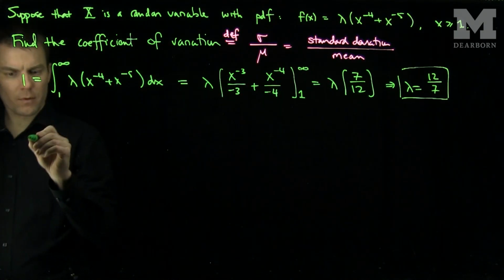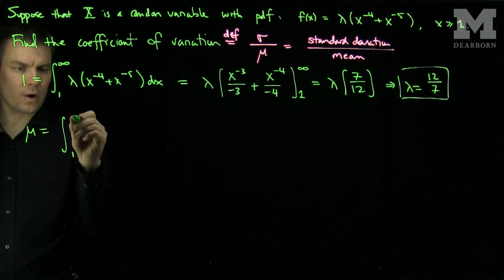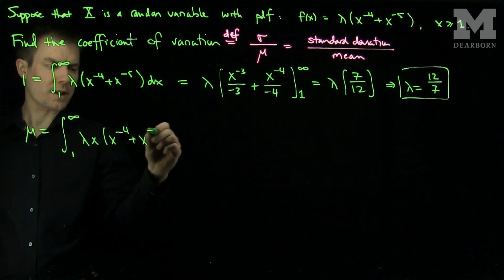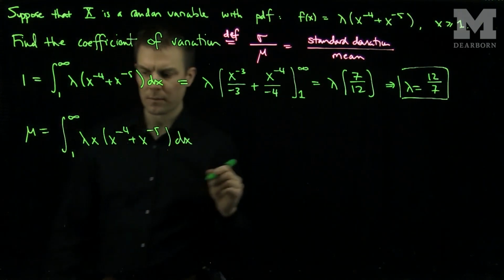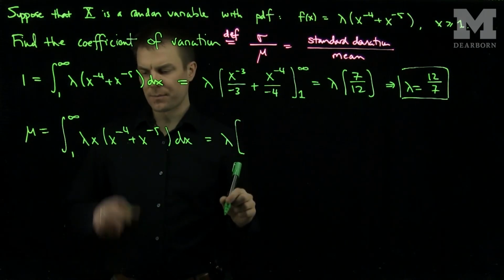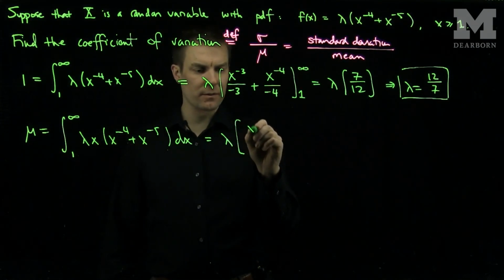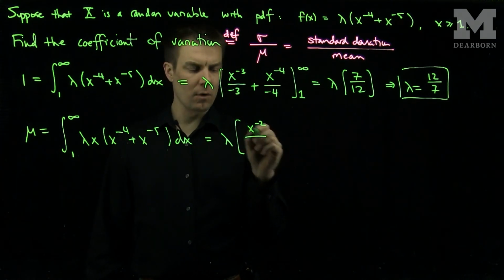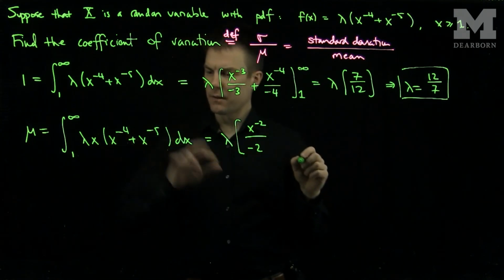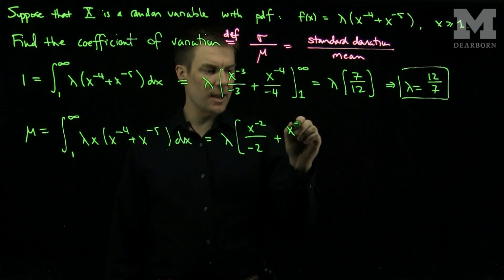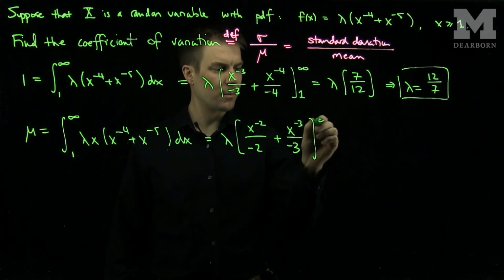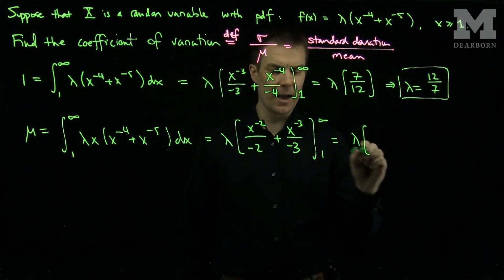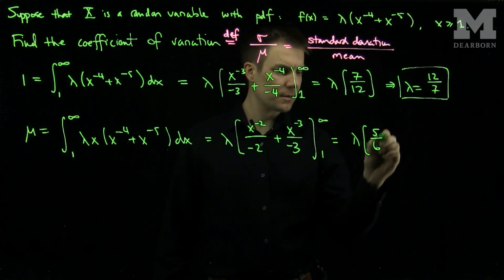Now we'll find the mean. The mean of this random variable is the integral from 1 to infinity of lambda times (x to the negative 3 plus x to the negative 4) dx. The antiderivative of x to the negative 3 is x to the negative 2 over negative 2, and the antiderivative of x to the negative 4 is x to the negative 3 over negative 3, from infinity up to 1. This will be lambda times a half plus a third. A half plus a third is 5/6. So that's the mean.